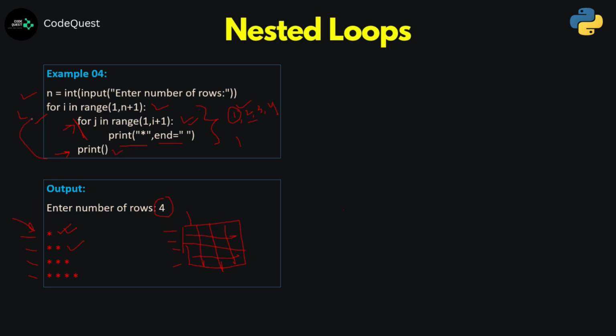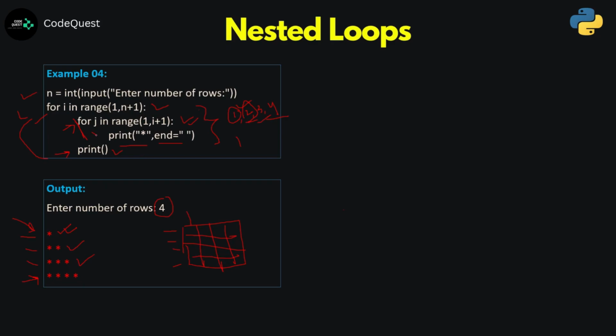Now for the second time, when the i value begins with 2, we can see that the j loop is going to execute 2 times. As a result, we will get these 2 asterisks printed in the same line. And after the end of this inner loop, once again the print function is going to bring the cursor to the new line. Similarly, for i value 3, the j loop is executed 3 times and asterisks are printed 3 times. Likewise, again the print function is going to bring the cursor to the new line here. And for the last time when the i value is 4, this j loop is going to work 4 times, which means 4 asterisks will be printed in the same line.